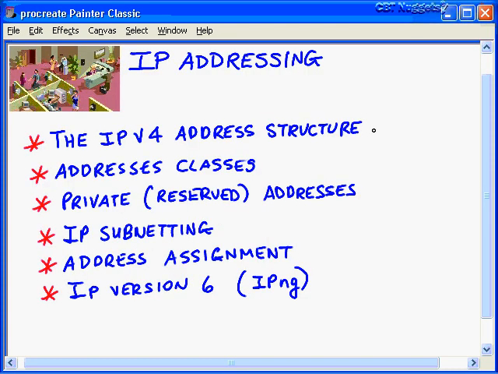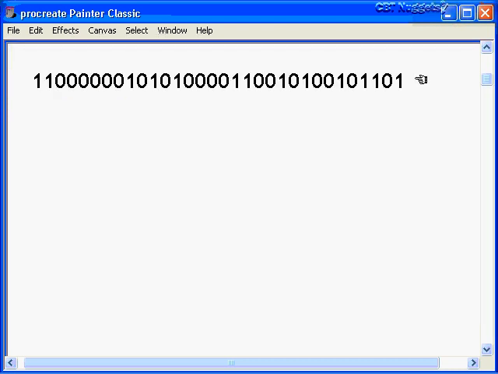In this nugget on IP addressing, we're going to tackle 6 main knowledge areas. First of all, we're going to look at the overall structure and the binary structure to the decimal structure of the IP version 4 address that's widely in use now. Then, we'll talk about the different address classes that were created to preserve IP address space. Then, we'll talk about private reserved addresses, why they exist and how they're used. We'll look at the concept of IP subnetting. Then, the 3 main ways to assign IP addresses, and then finally we'll finish off looking at IP version 6 or IP next generation.